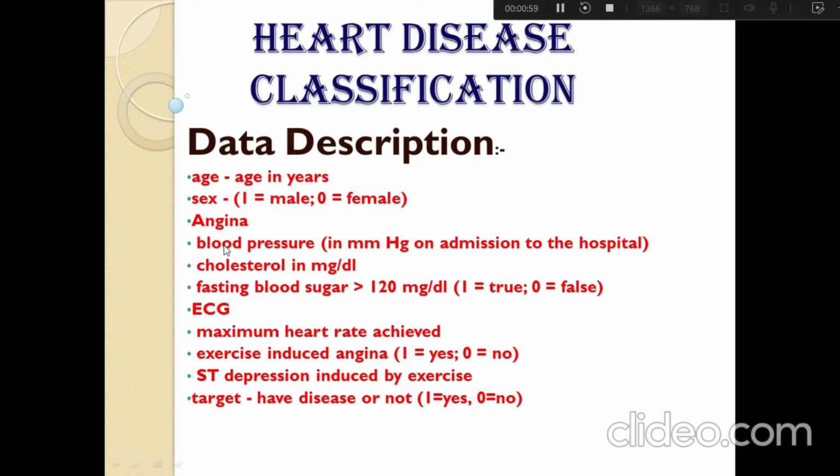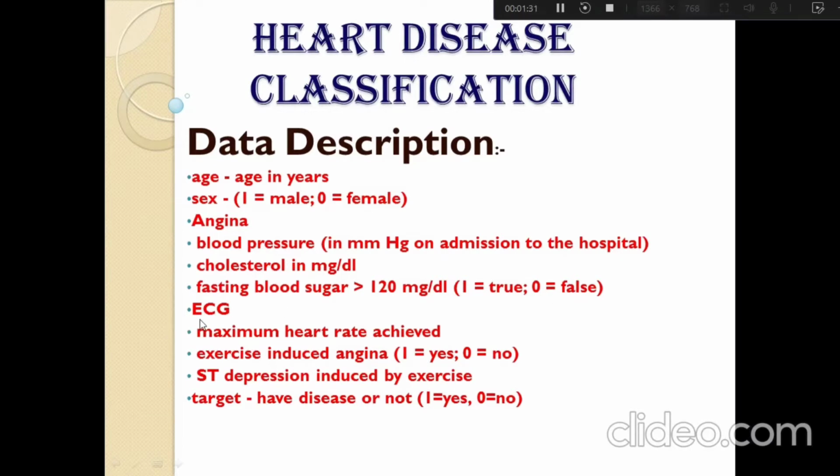Angina. Then blood pressure. Here blood pressures are represented in mm Hg and cholesterol in mg per dl and fasting blood sugar which is greater than 120 mg per dl. If the fasting blood sugar is greater than 120, then it is 1 which represents true. And when the fasting blood sugar is less than 120, then it is represented as 0 which is false.